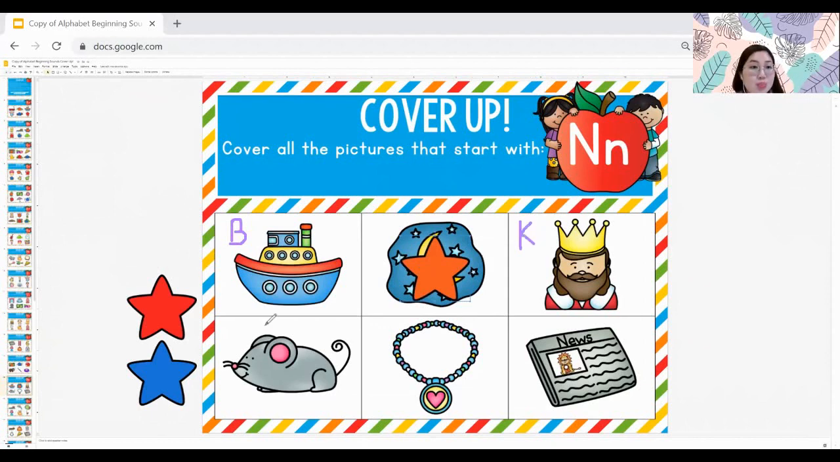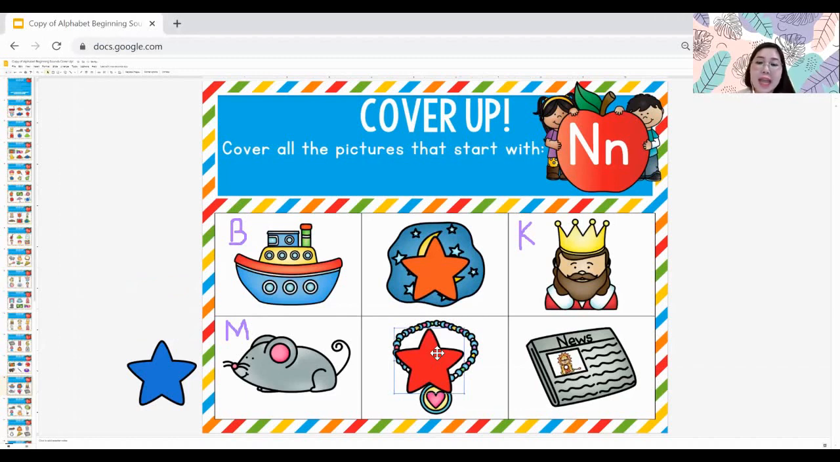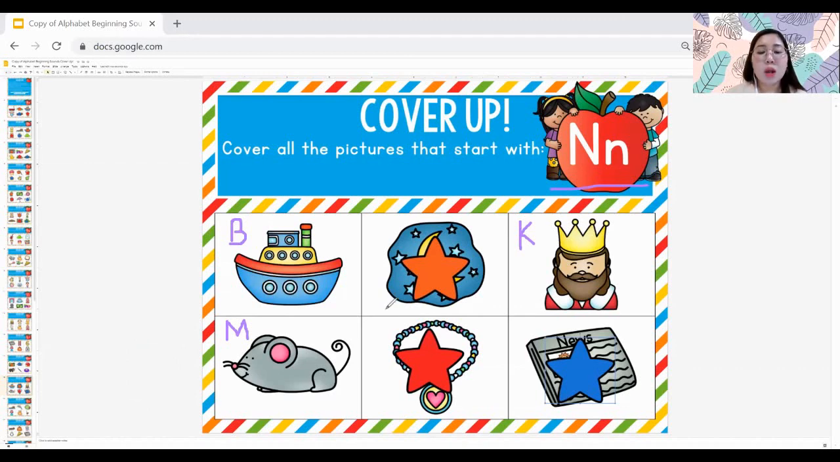And here, this one, this is small, remember? So if it's small, it's a mouse. So that's letter M. Mouse, okay, and then we have a necklace. We put that around our neck. Necklace begins with the letter N. And lastly, this is the newspaper. Newspaper also begins with the letter N. So let's review the pictures that we have. We have letter N. The sound of N is N for nighttime, for necklace, and also for newspaper.